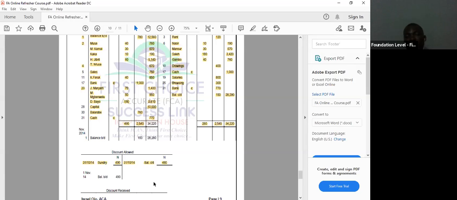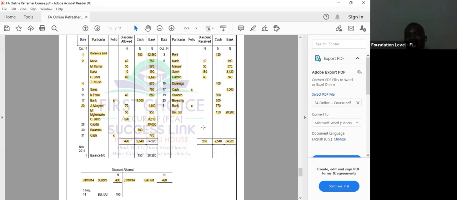Like I said, the cash book can also be regarded as a journal. Are you with me? So for us to be able to trace our discount received and our discount allowed to a particular vendor or customer, that gives rise to what we call the three-column cash book, and that's why we have the discount received column and discount allowed column.